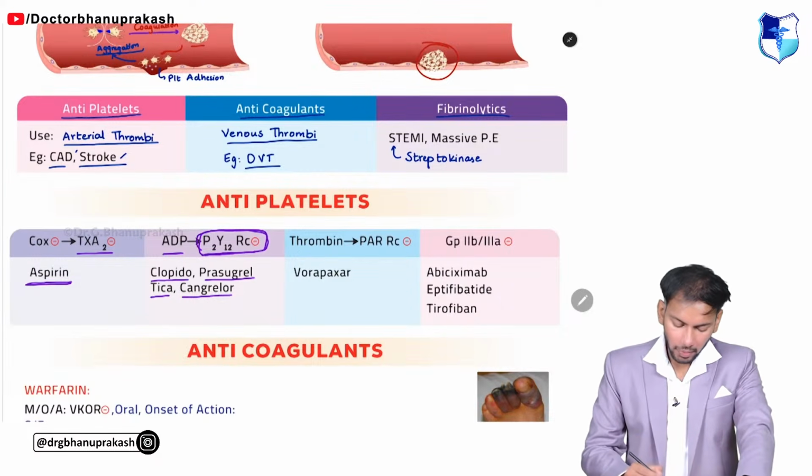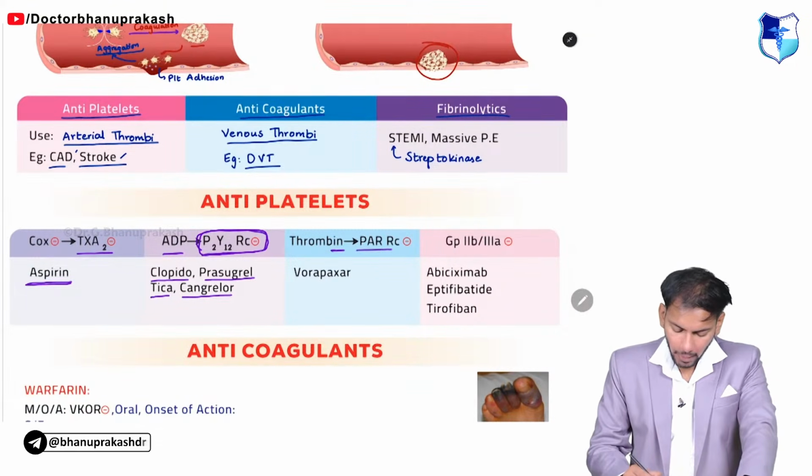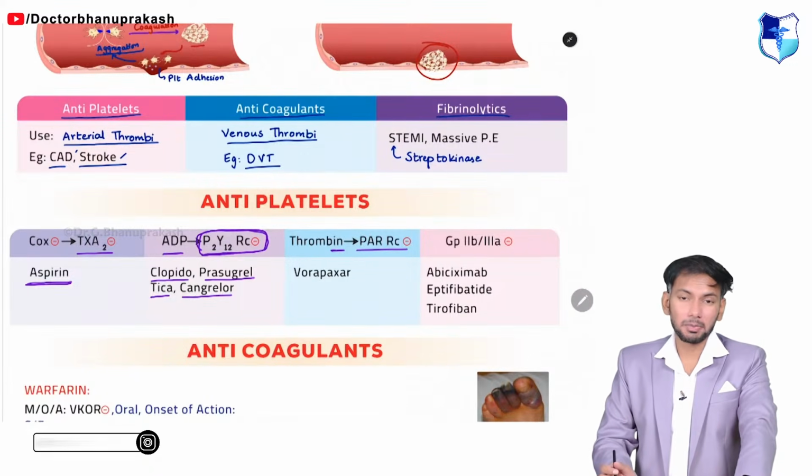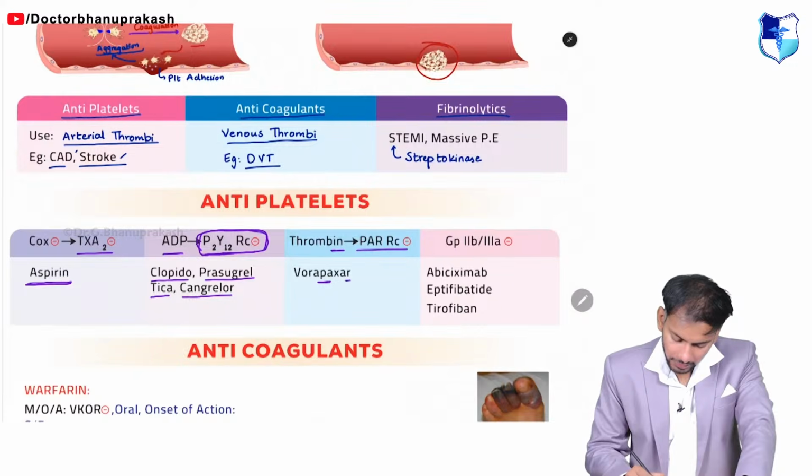Now, coming to the thrombin. Thrombin also acts on PAR receptor. You can block this PAR receptor. How can you block this PAR receptor? With Vorapaxar. You can see PAR. So, PAR receptor blocker is Vorapaxar.